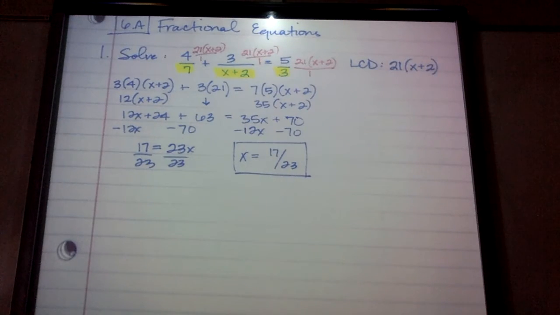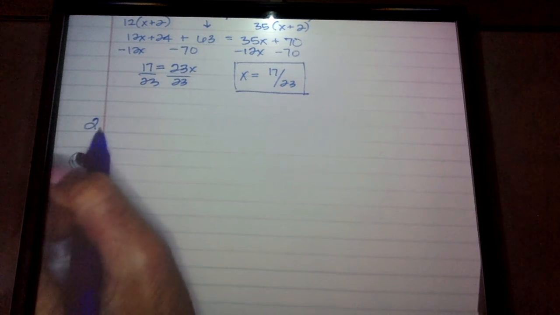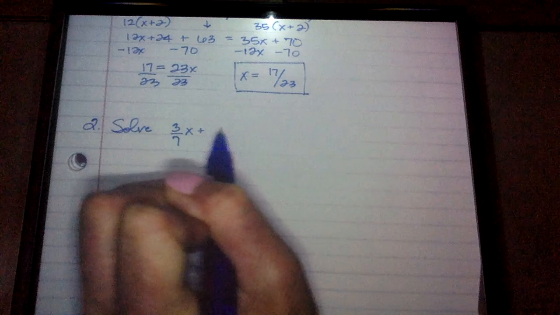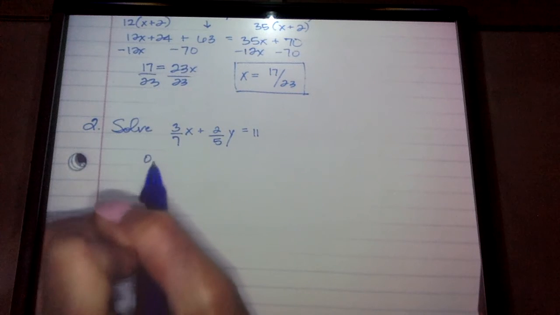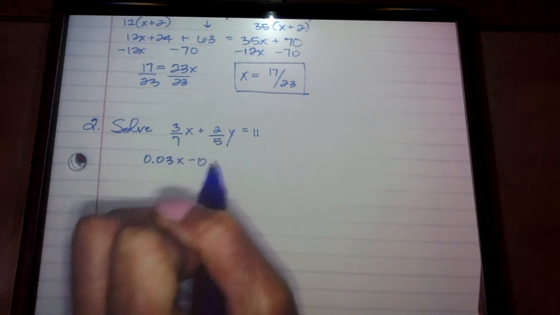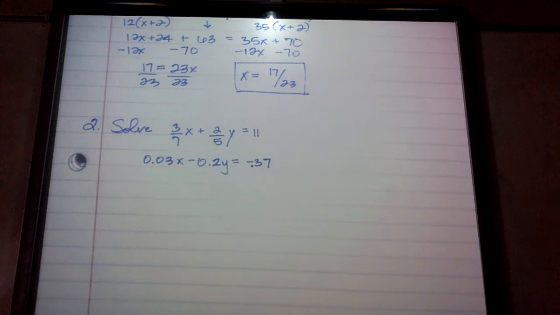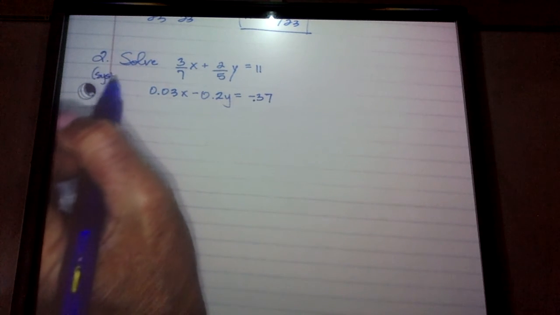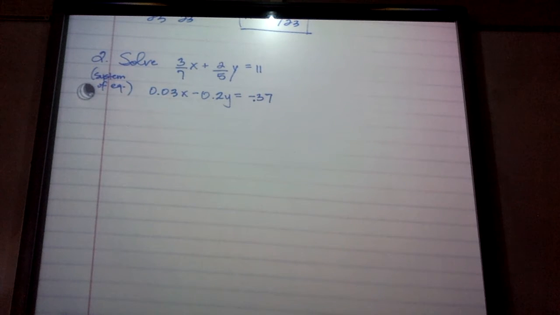Okay. Next one, I'm going to do a system involving lots of fractions and decimals. So this is a system of equations. So solve 3/7 x plus 2/5 y equals 11. And the next one is 0.03x minus 0.2y equals negative 0.37. So this equation has fractions and decimals in it. And so the easiest way to solve, this is a system of equations. The easiest way is to get rid of our fractions and get rid of our decimals.